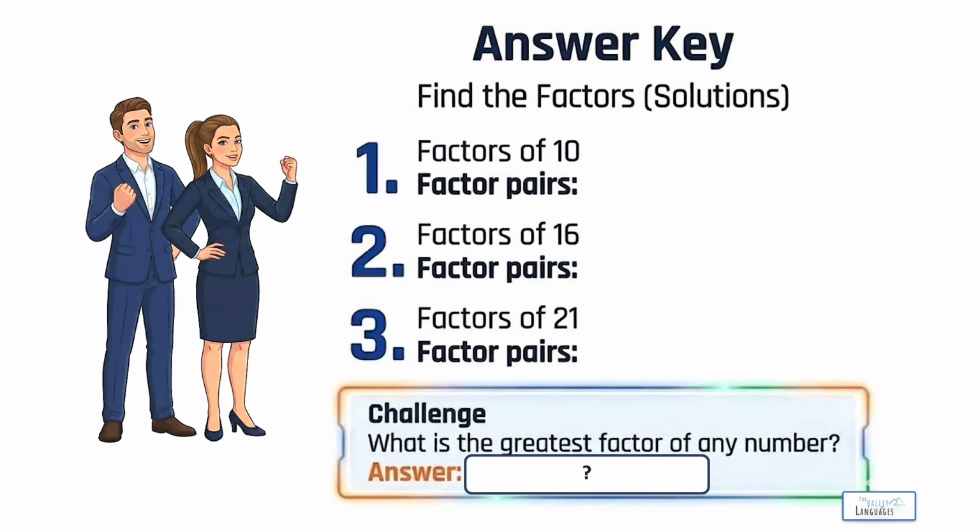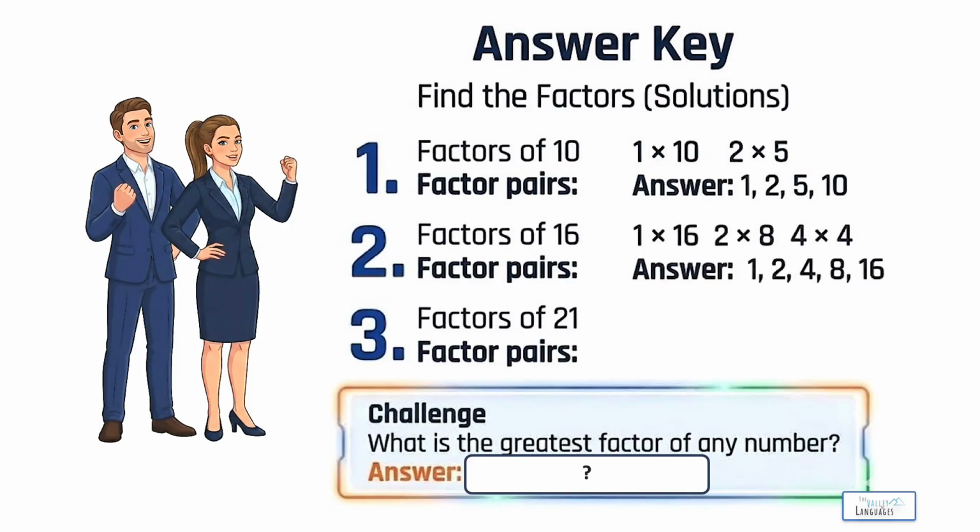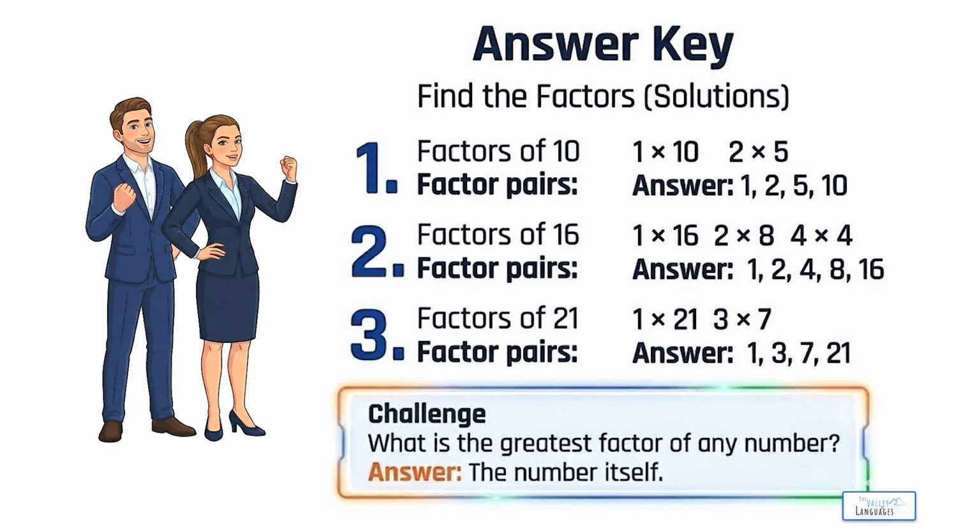Let's reveal how you did. For 10, the factors are 1, 2, 5, and 10. For 16, you should have 1, 2, 4, 8, and 16. Notice that 4 pairs with itself there, which is totally fine. And for 21, the factors are 1, 3, 7, and 21. If you got those, fantastic work. Now for the ultimate challenge question, what is the greatest factor of any number? The answer? The number itself. It's physically impossible for a factor to be larger than the number you're actually dividing.